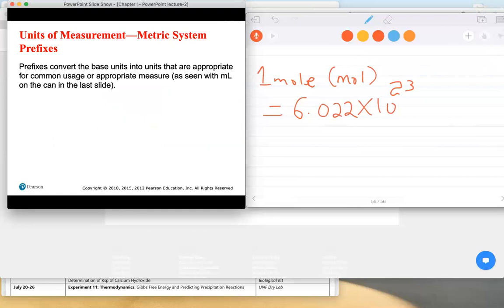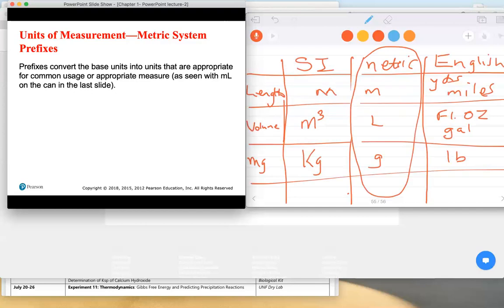Prefixes are used to either increase or decrease the base unit. The prefixes cannot be used in English, all right? We cannot use prefixes in the SI unit, and we cannot use prefixes in the English system. We use prefixes in what I've circled there, the metric system. That's the advantage of why we use this. We can express a very large value or a very small value conveniently using the prefixes.